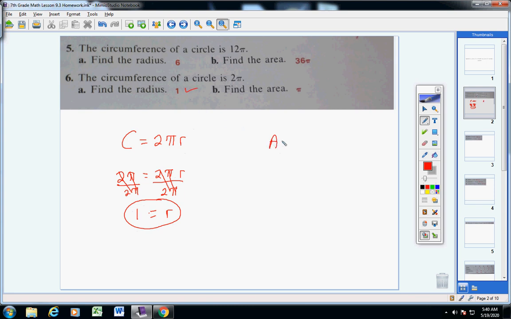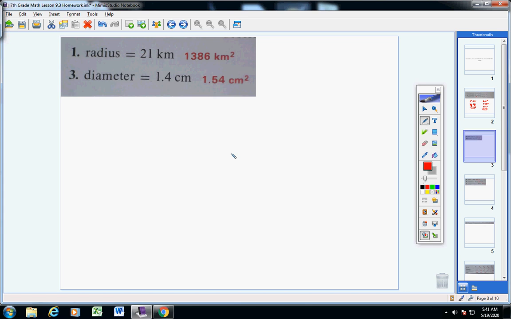Now let's find the area. So area equals, for pi, we're going to leave it pi. For radius, we're going to put 1. 1 times 1 is 1. So I have pi times 1. And of course, 1 times pi is just pi. Now you're welcome to put pi for your answer, or you're welcome to put 1 pi. Either one of those answers would be acceptable. Okay? Alright, moving on.